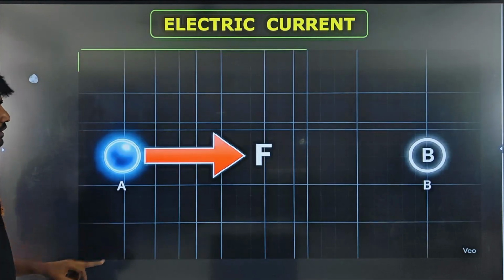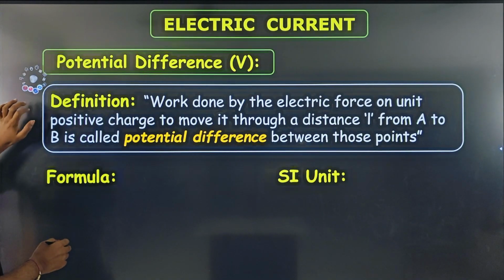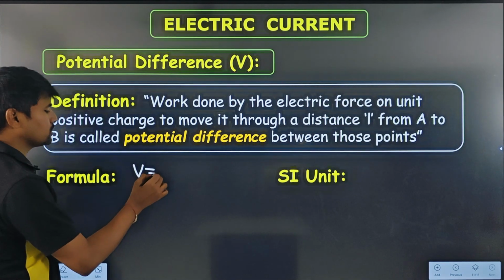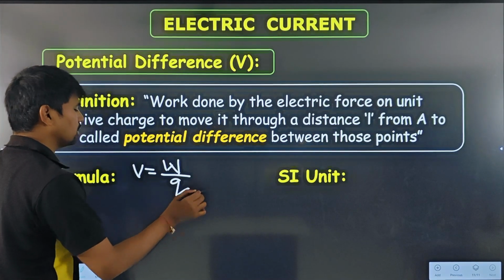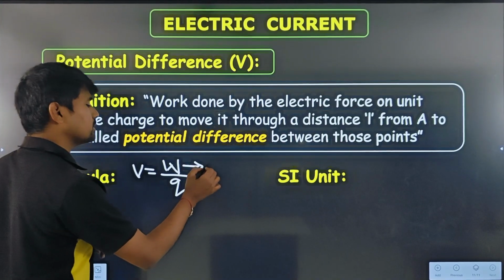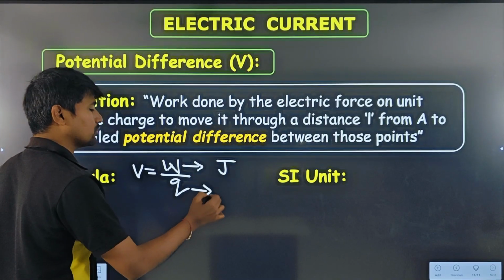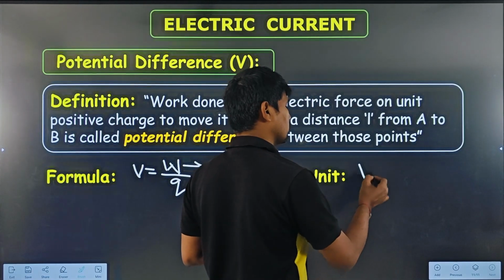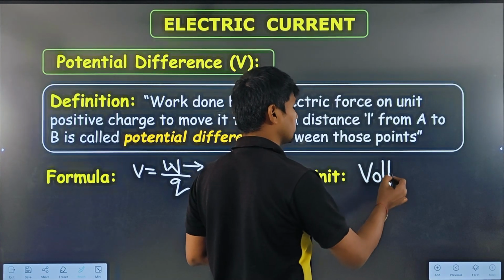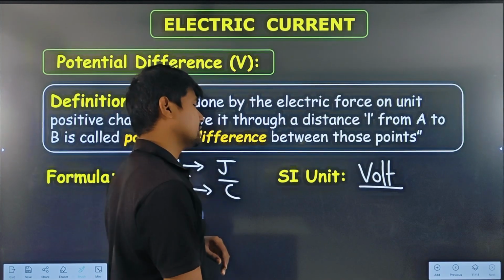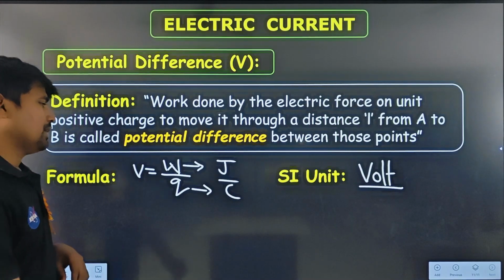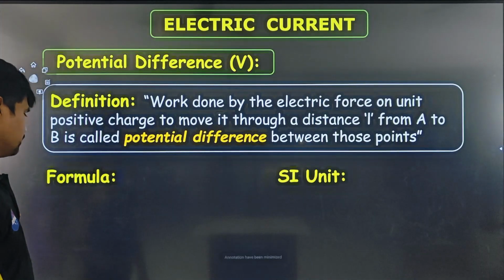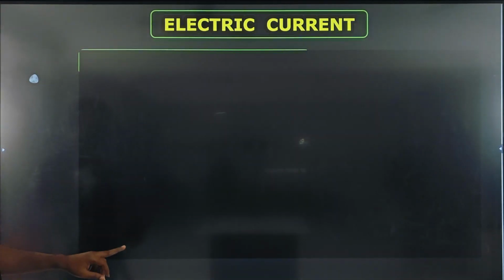The formula and SI units, we already discussed just now, right? So what is the formula? Here the formula is V equals W by Q, where W is work, the unit of work is joule, and the unit of charge is coulomb. Joule by coulomb is the unit, and the unit of voltage, potential difference, is volt. Volt is the SI unit, and 1 volt is equal to 1 joule by 1 coulomb.